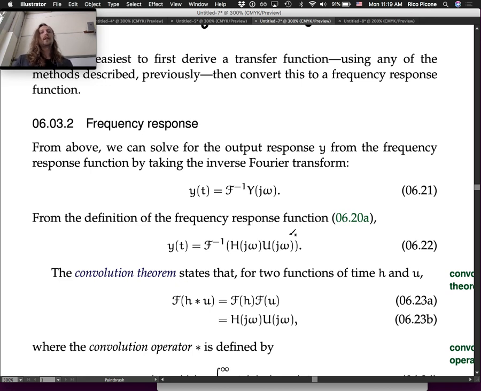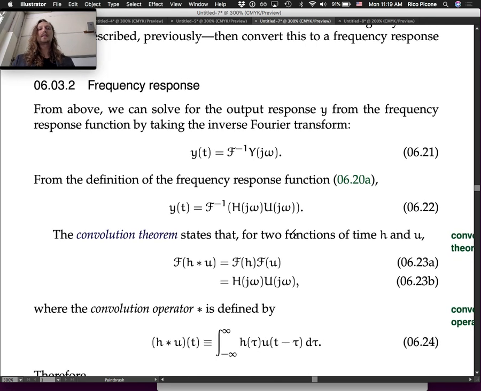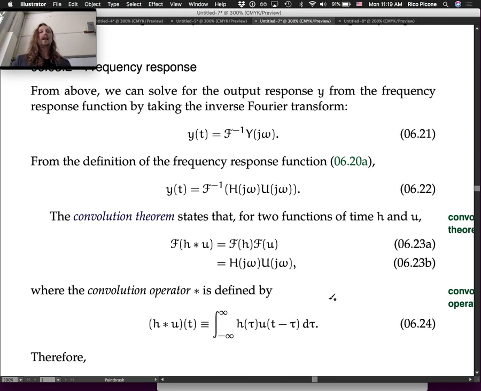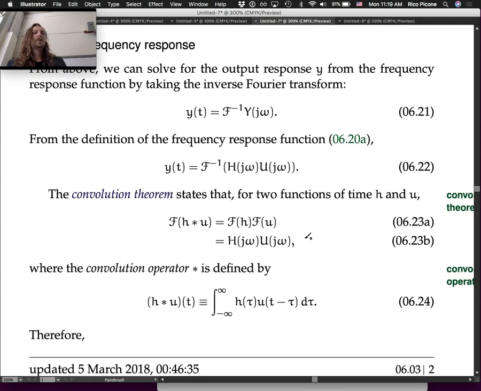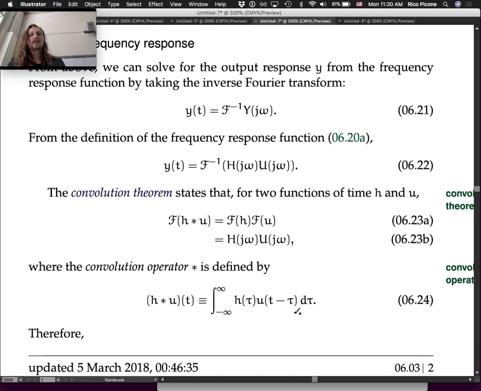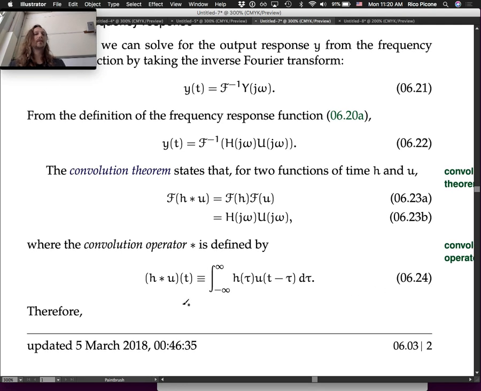The convolution theorem, which you can look up, states that for 2 functions of time, h and u, the Fourier transform of h convolved with u, which I'll talk about convolution in a second, is equal to the Fourier transform of h times the Fourier transform of u, which is to say HU in the Fourier transform domain, where the convolution operator star is defined by this function here. So 624 is the definition of the convolution operator. So h convolved with u is defined as being this integral.